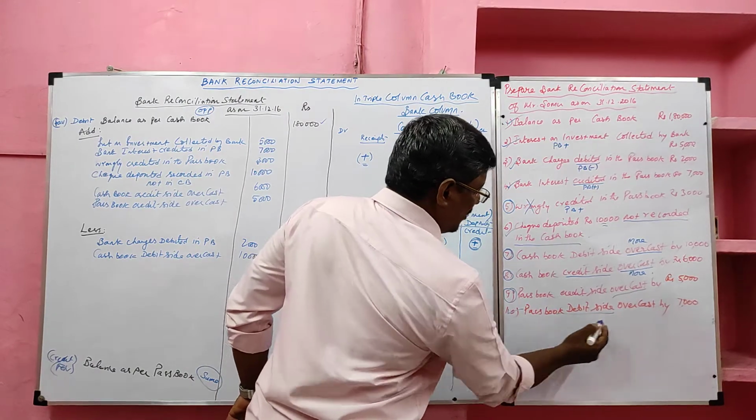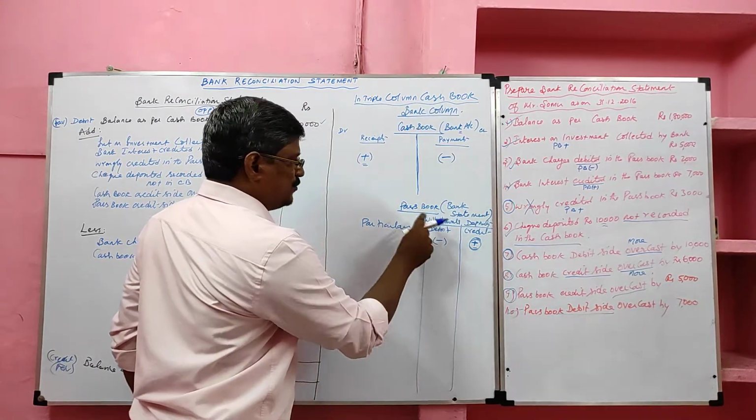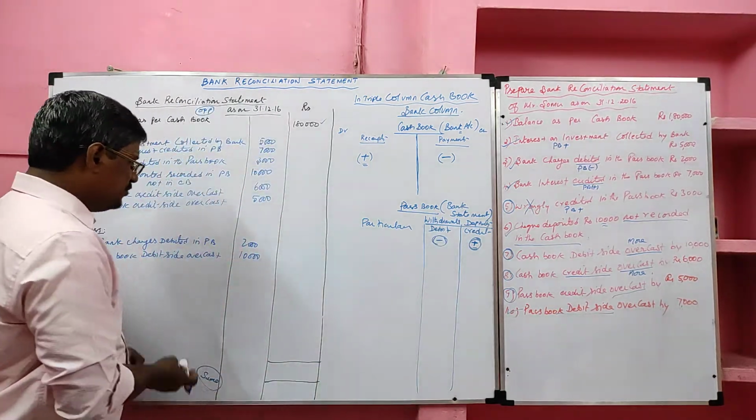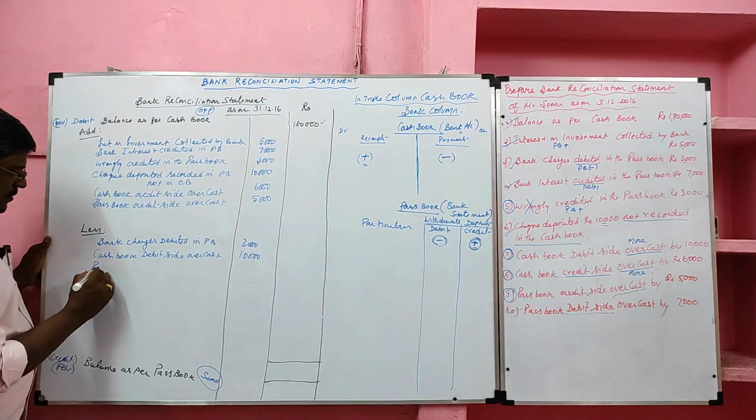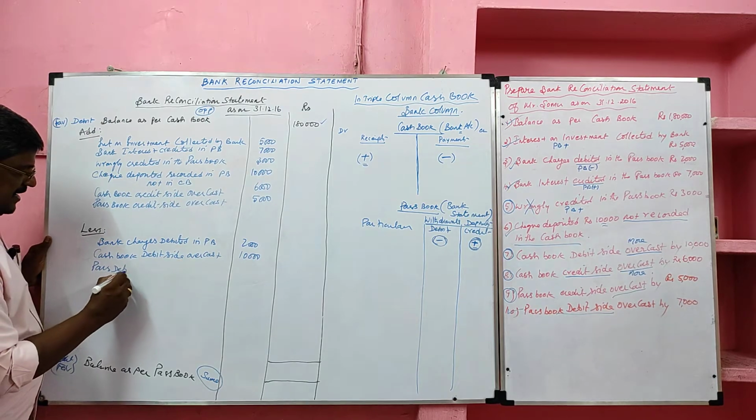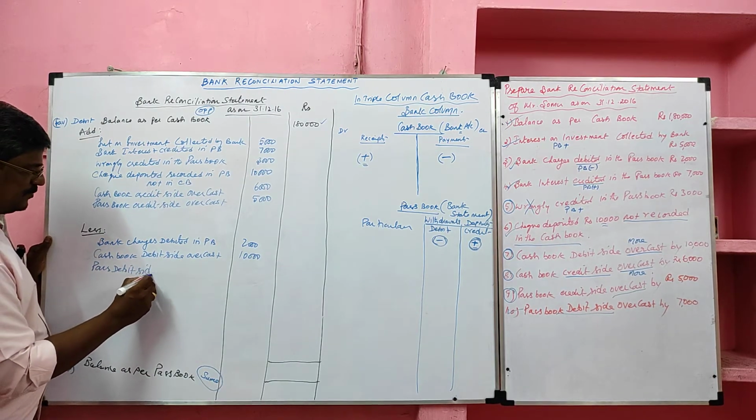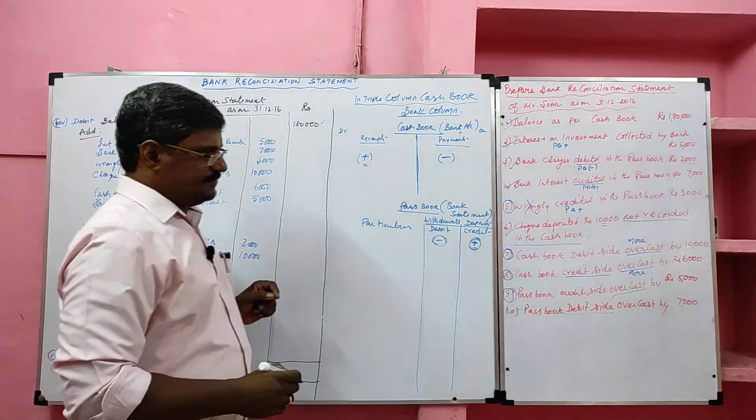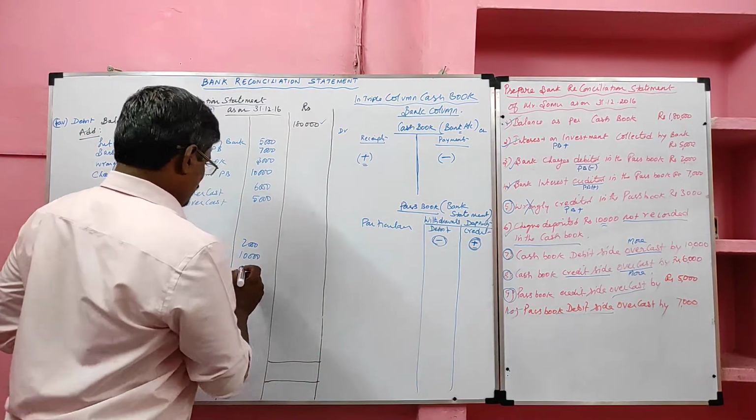Next, passbook debit side overcast. What they did, deducted. Here also we have to do the same thing. Passbook debit side overcast, how much? 7,000 rupees.